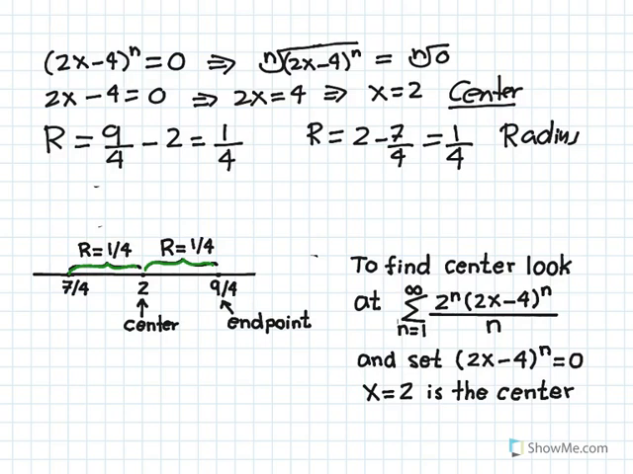The center of the power series is 2, and the interval of convergence is between 7/4 and 9/4. If you want to find the center, just look at the power series and make this part equal to 0, and ask yourself, what is the value of x that makes this term 0? So set (2x minus 4) to the power of n equal to 0. That gives us the center. Then we subtract the distance from the endpoint to the center, and we get the radius of convergence.